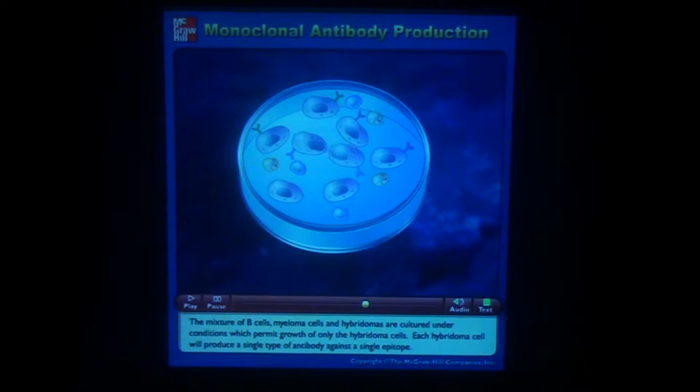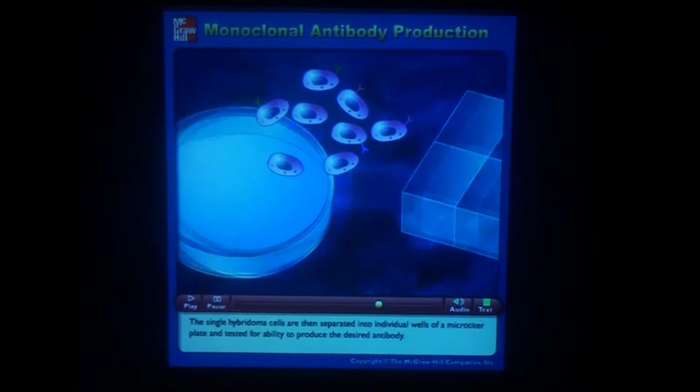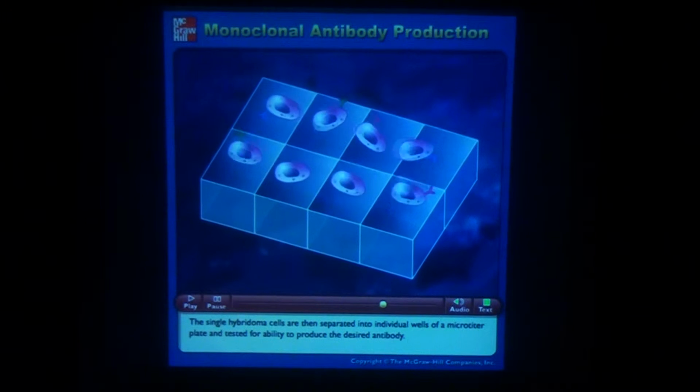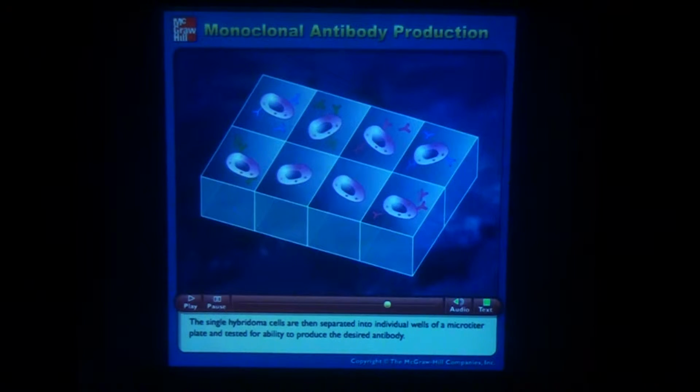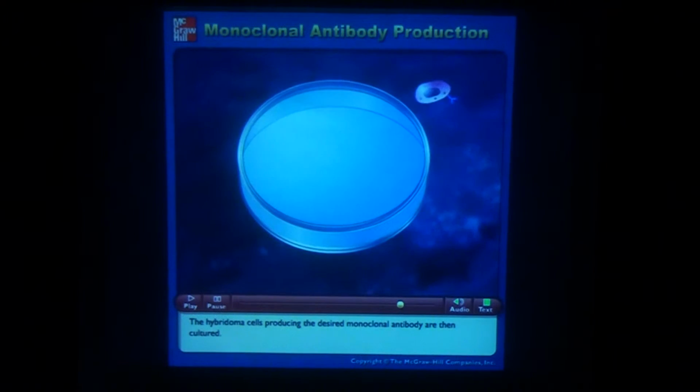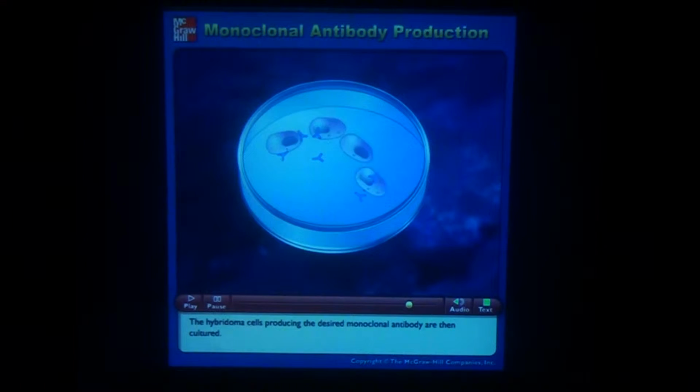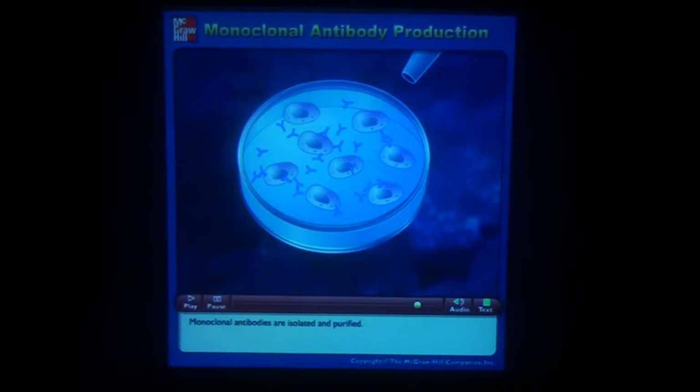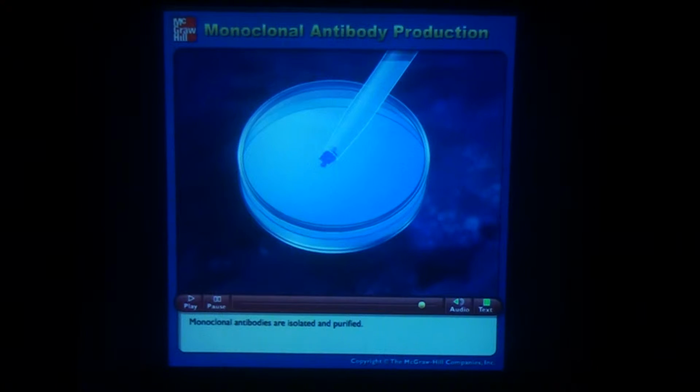Each hybridoma cell will produce a single type of antibody against a single epitope. The single hybridoma cells are then separated into individual wells of a microtiter plate and tested for ability to produce the desired antibody. The hybridoma cells producing the desired monoclonal antibody are then cultured. Monoclonal antibodies are isolated and purified.